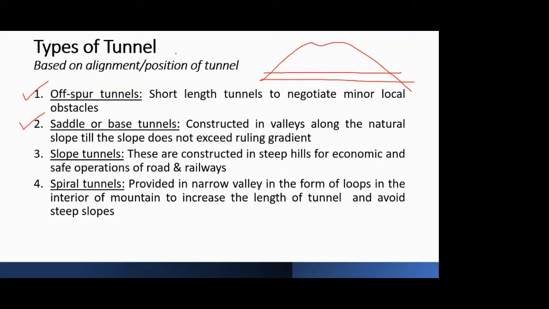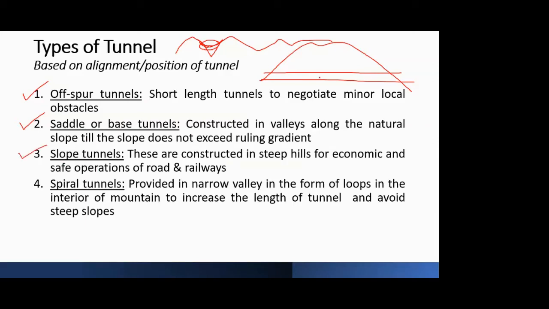Saddle is nothing but, you know what a saddle is. Suppose you have two mountains, mountain ranges like this. So the saddle point is nothing but the lowest point between the two mountains. If the depth is more, then we call it a valley, but if the depth is not more, then we call it a saddle. It looks like a saddle on the back of a horse. So that is the saddle or the base tunnel.